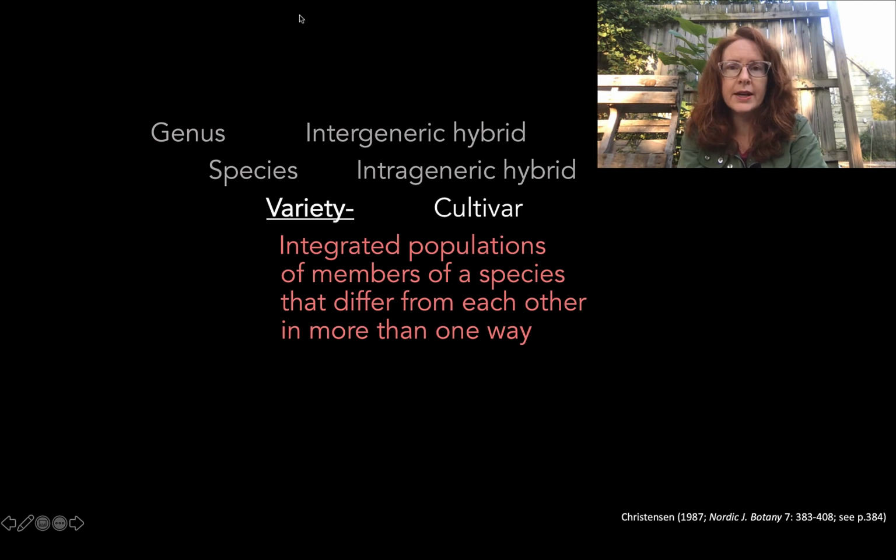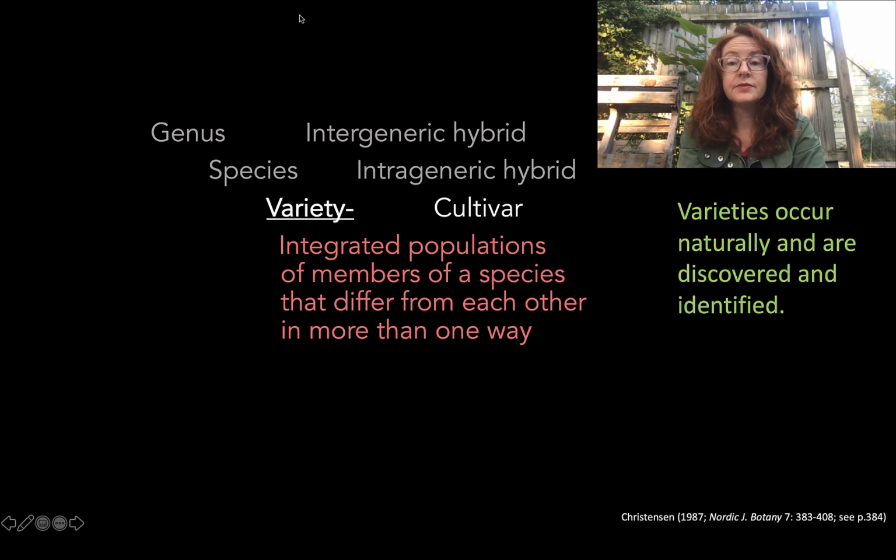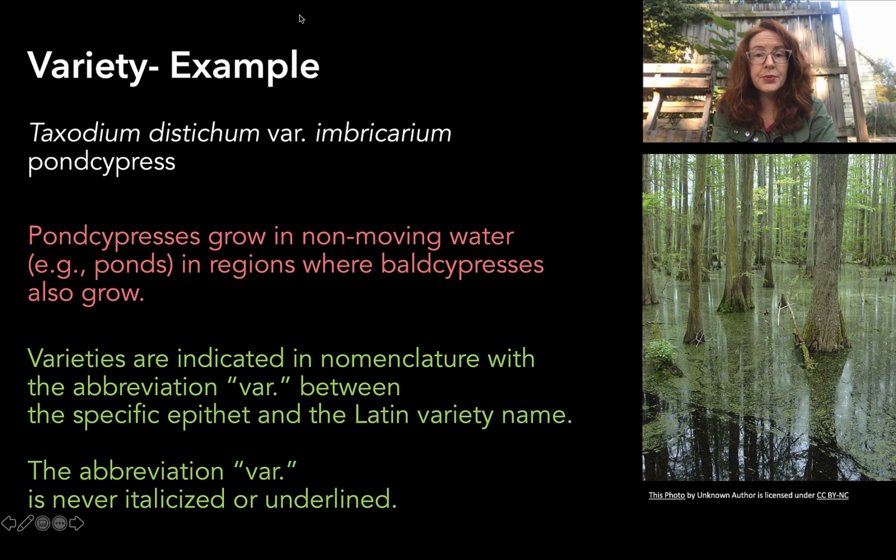So first, variety. Variety is a level of classification of plants that are members of a species but are different from the typical species description by more than one characteristic. These occur naturally, they occur in nature, and they are discovered by people and identified as a variety. So an example of this is Taxodium distichum variety imbricarium, commonly known as pond cypress.